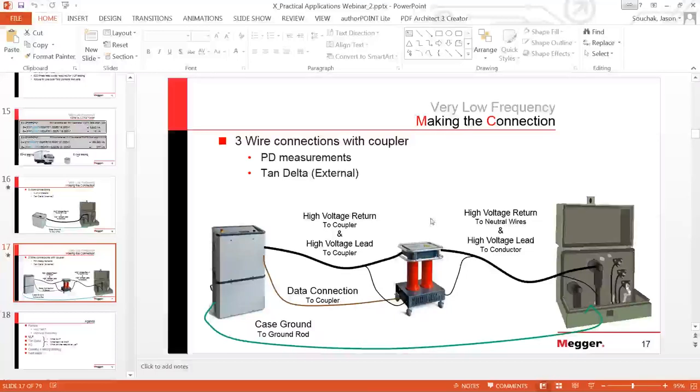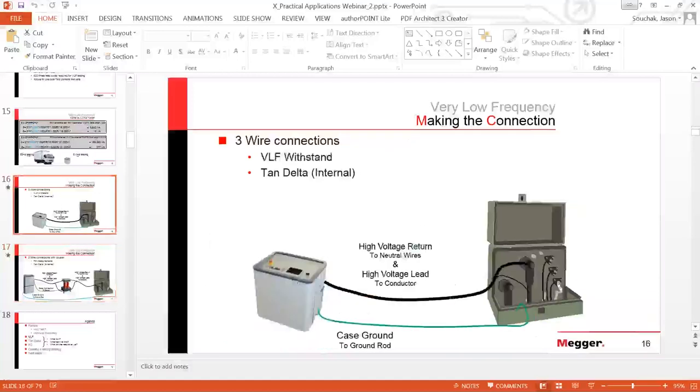We have to bring the high voltage lead through the coupler and out to the cable, and also bring a data connection and the high voltage returns as well. But the connection is very similar to that. It depends on if your device has the tan delta built inside, like this one, or if you need to use a coupler.